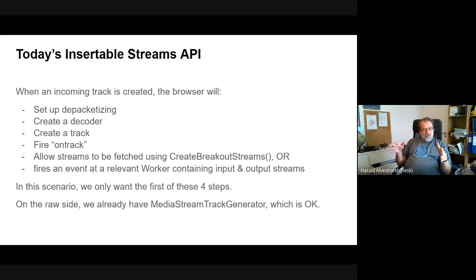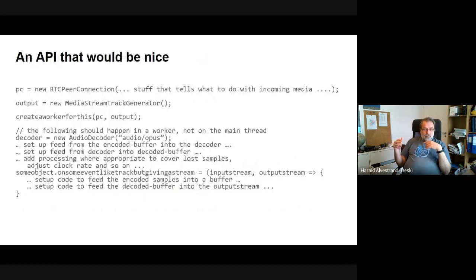then it would be nice if we had, next slide, an API that allows us to do something like this. Create a peer connection with some extra parameters. Create an output that's connected to a media stream generator. We have an API for that. Create a worker that the PC and output get connected to. And then in the worker, we could create the decoder, set up the feeds.